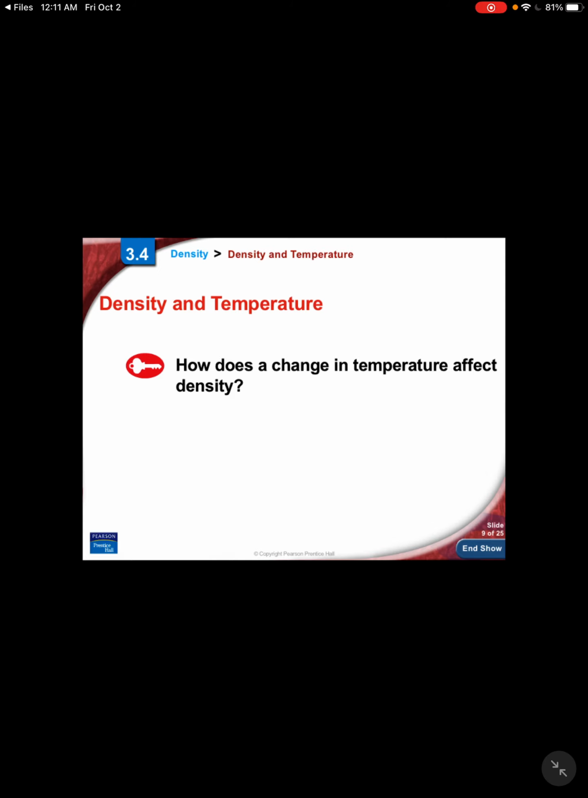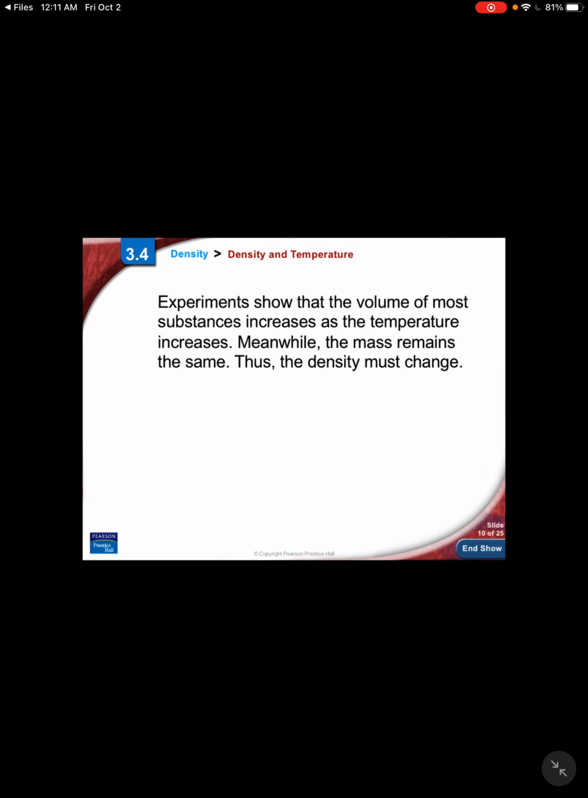So how does a change in temperature affect density? Well, here's something you should know. You probably know it already or have experienced it.